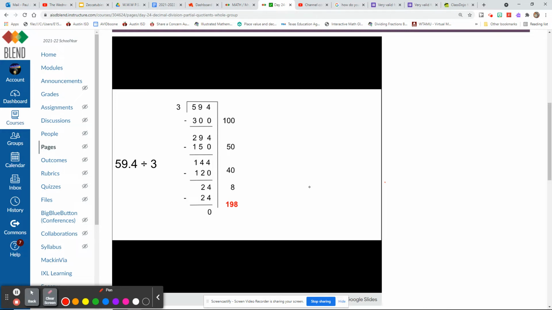All right. So 100 groups of 3 is 300. So the first thing they're doing is taking out 100 groups of 3. That's the 300 right there. 594 minus 300 equals 294. So now we're focused on 294. How many groups of 3 can we take out of 294? Can't take out 300. So instead of trying to take out 100 groups of 3, we could try and take out 50 groups of 3.